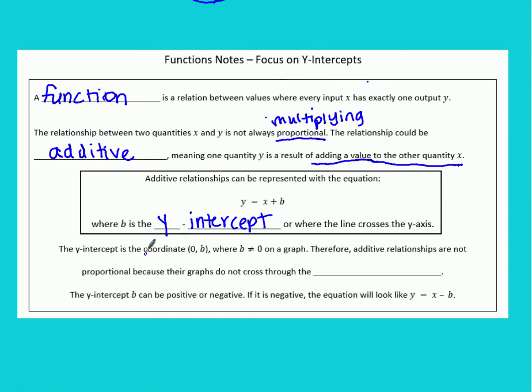So the y-intercept is shown using the coordinate (0, b), where b cannot be 0 on a graph. That just means that additive relationships will not be proportional because their graphs won't cross through the origin, that point (0, 0), because we just said that b can't be equal to 0 for this to be an additive relationship. The y-intercept b can be positive or negative. If it's negative, our equation is just going to look like y equals x minus b rather than adding b there. So whatever your y-intercept is, we'll just plug it in for b, just like we did when our slope was m. We would just put that value in where the m was. So same idea, but just a little bit of a different rule.